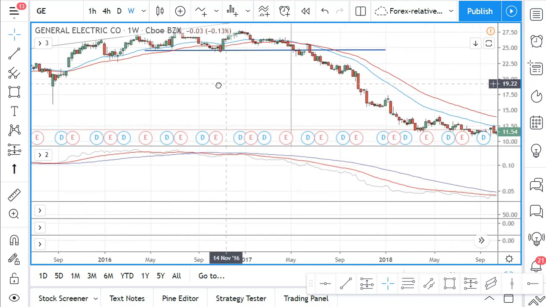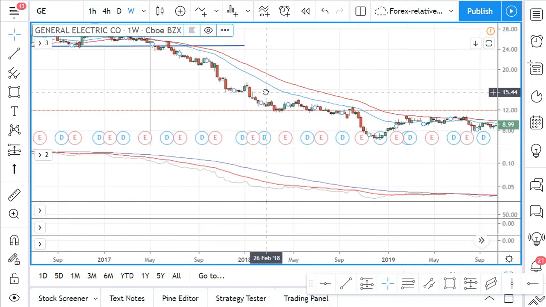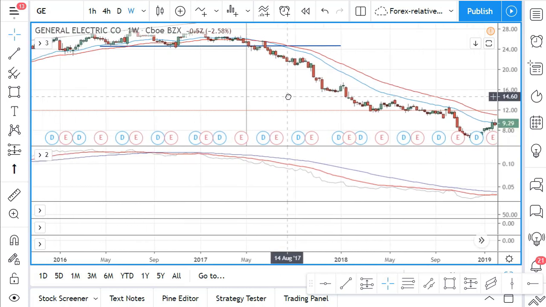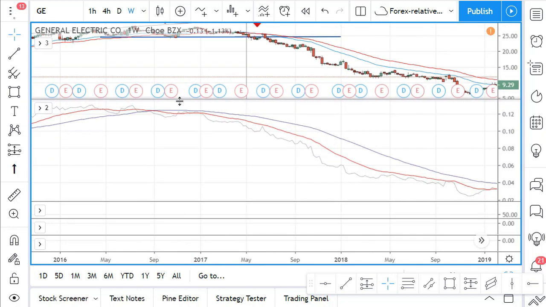And a lot of people said they would never have guessed that it would drop from 28 down to 6 or 7. But you know what? Our relative strength indicator here showed it to us. It started to give us sell signals here back in 2016, where it started to underperform the market.